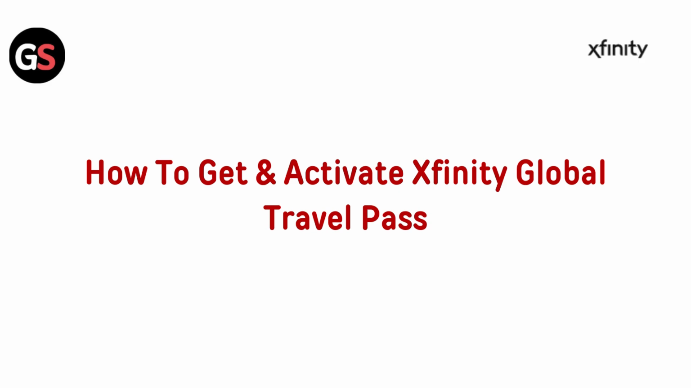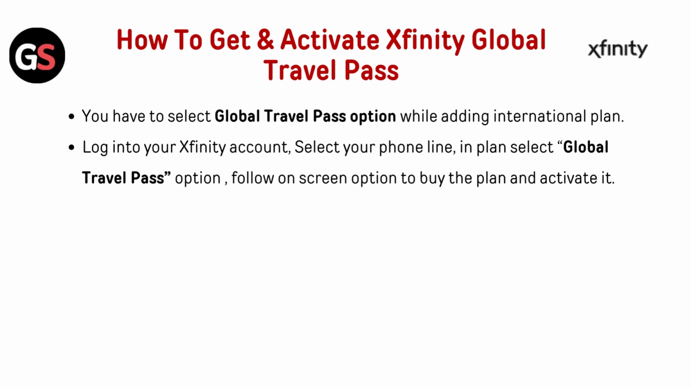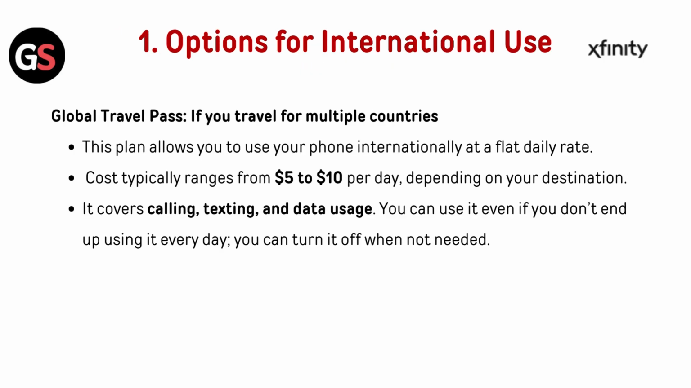In this video, I'll show you how to get and activate the Xfinity Global Travel Pass so you can stay connected with ease. Let's get started. You have to select the Global Travel Pass option while adding an international plan. Log into your Xfinity account, select your phone line. In plan, select the Global Travel Pass option. Follow the on-screen options to buy the plan and activate it.